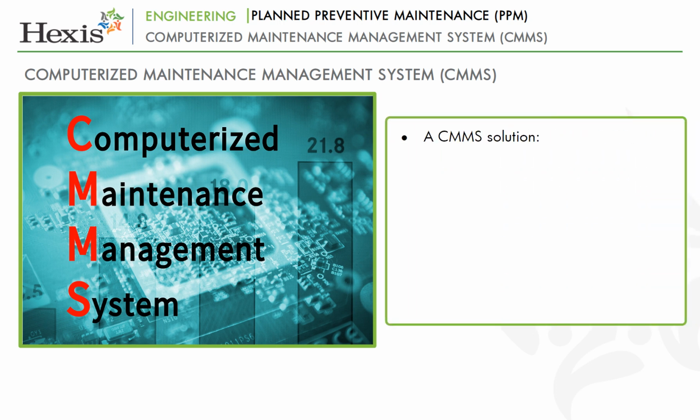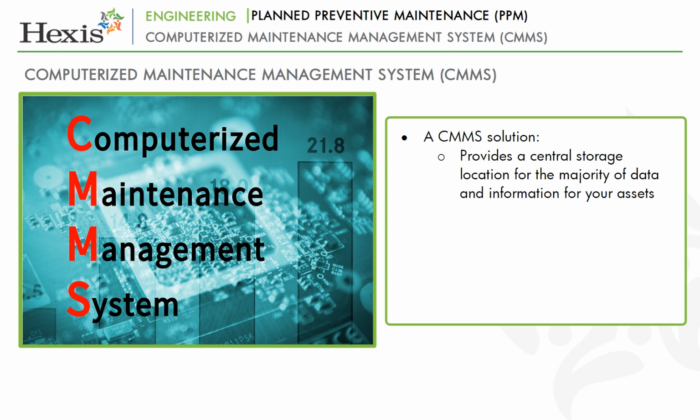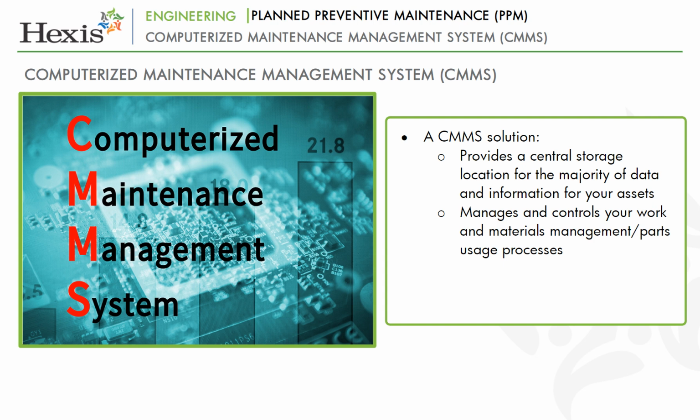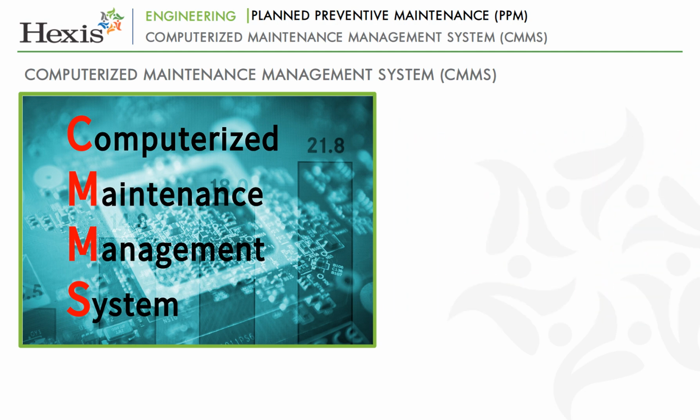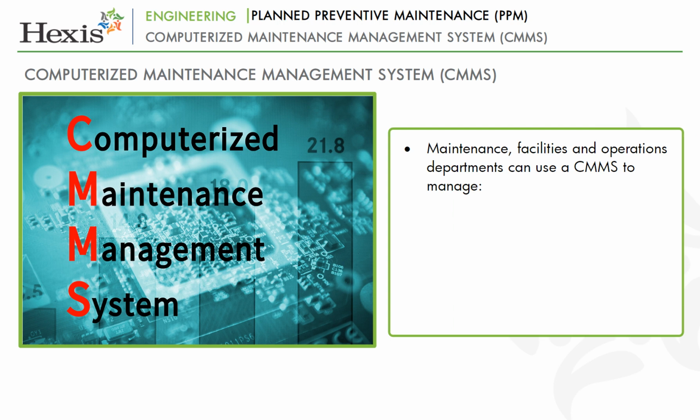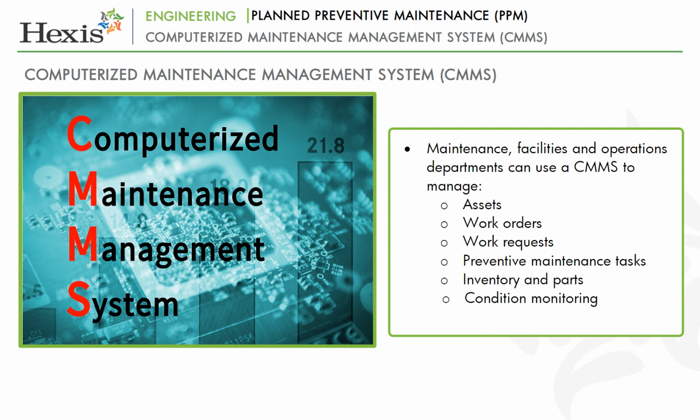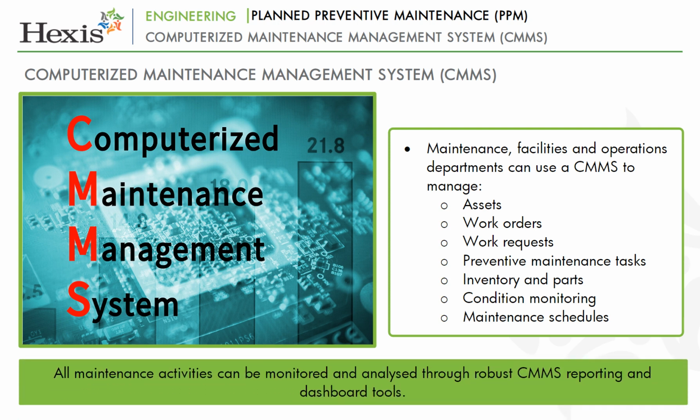A CMMS solution provides a central storage location for the majority of data and information for your assets, manages and controls your work and materials management or parts usage processes, and tracks maintenance activity over the life cycle of an asset. Maintenance, facilities, and operations departments can use a CMMS to manage assets, work orders, work requests, preventive maintenance tasks, inventory and parts, condition monitoring, and maintenance schedules. All maintenance activities can be monitored and analyzed through robust CMMS reporting and dashboard tools.